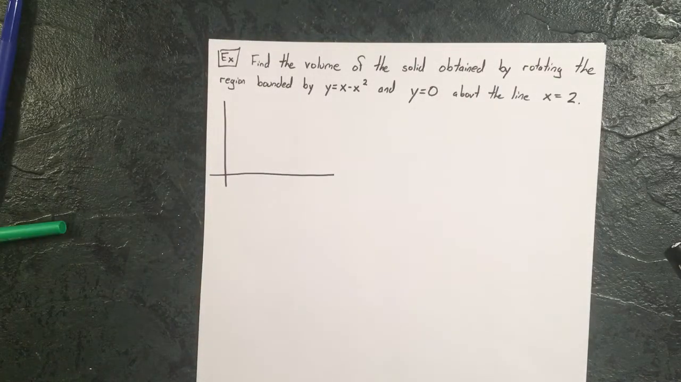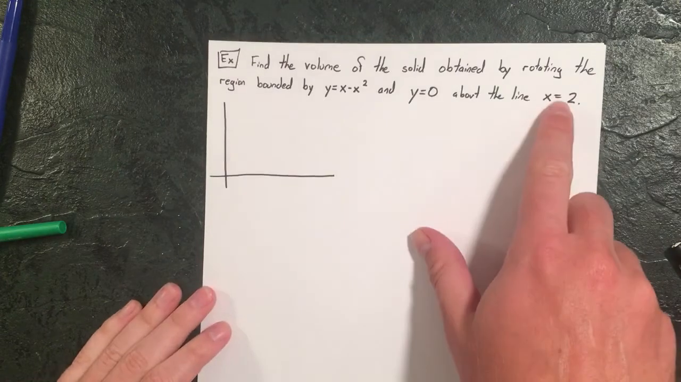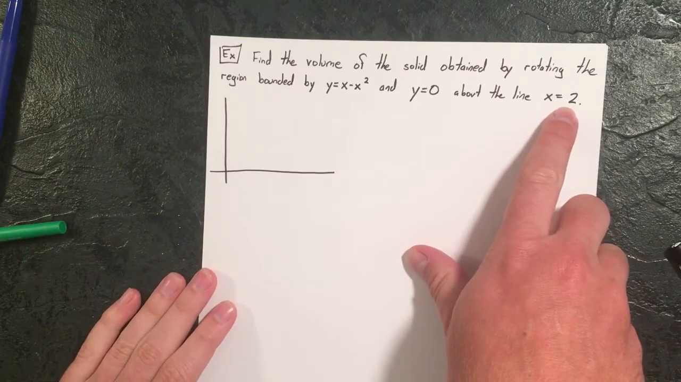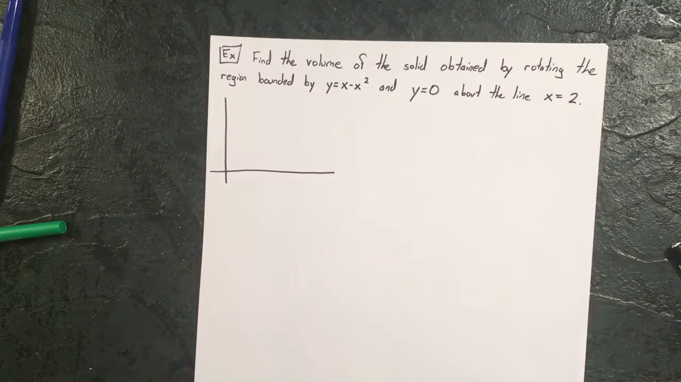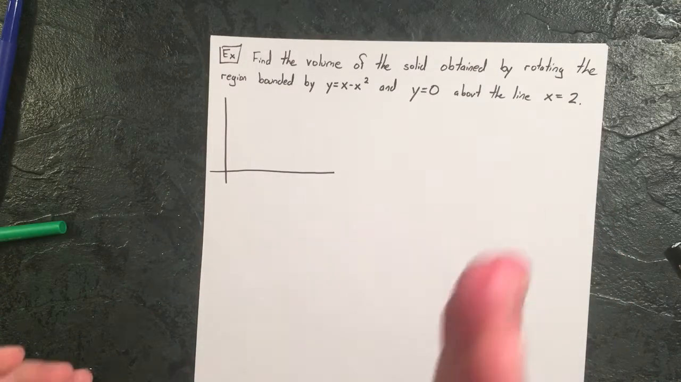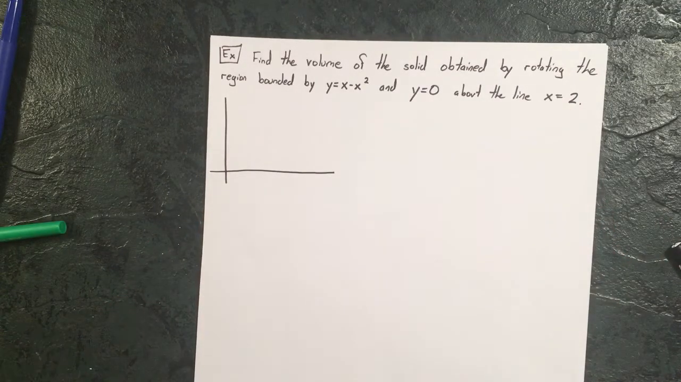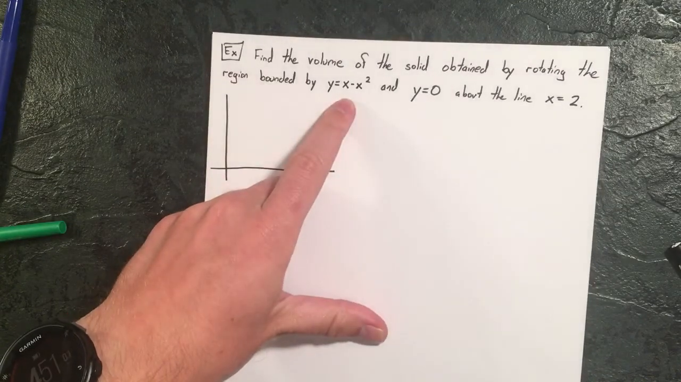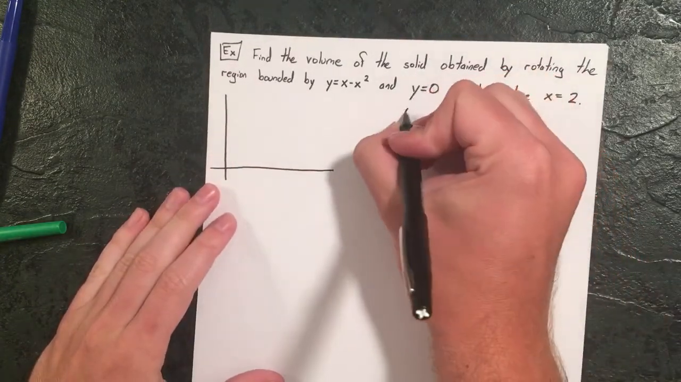And reading this, find the volumes of the solid obtained by rotating the region bounded by y equals x minus x squared and y equals 0 about the line x equals 2. What's different here is we're not rotating around an axis anymore, but actually around a line that's kind of just out in the open. Let's see where to actually graph this thing.